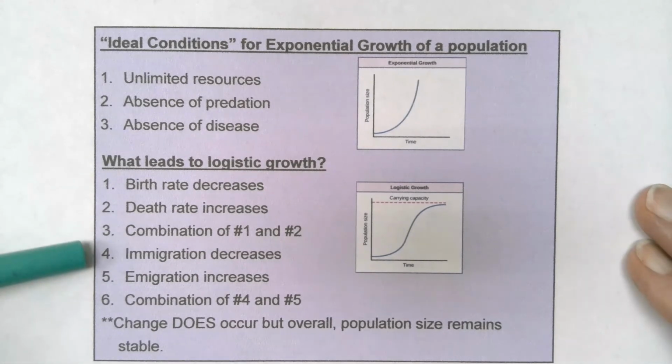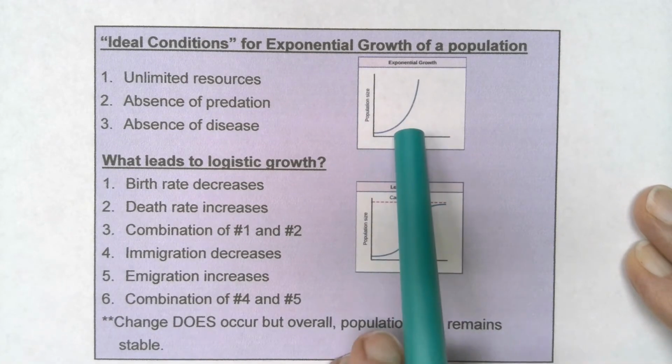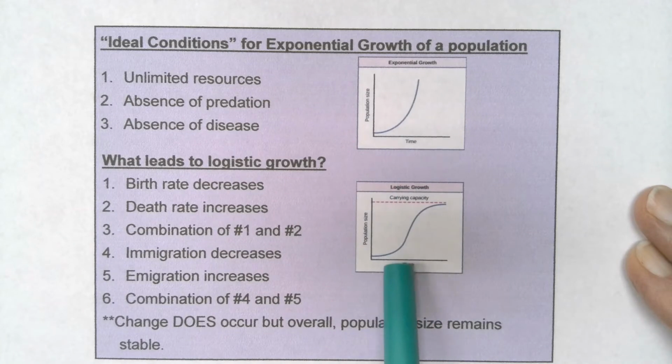And so notice here, these are the things that can lead to a flattening of this particular exponential growth curve. They can lead to a flattening of that curve and give you the logistic S-shaped curve.